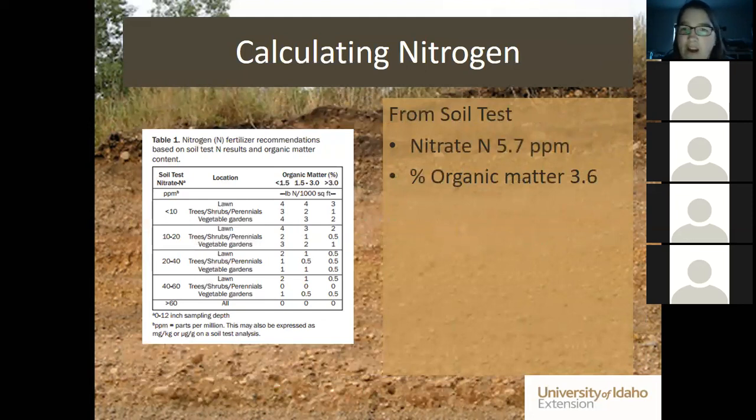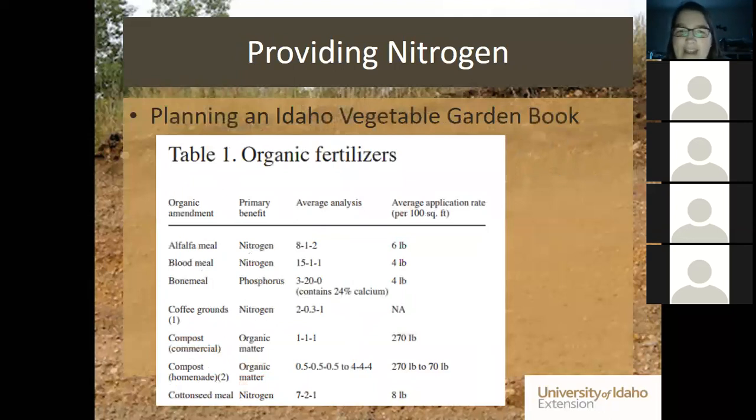So if our soil test was over 60 parts per million, then I'd recommend that we didn't put any nitrogen fertilizer on there. So that's kind of how these tables work. So now we can look at providing that nitrogen.